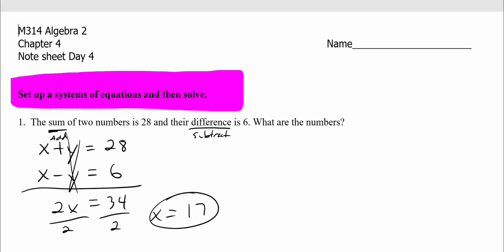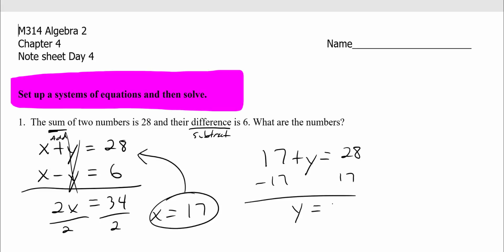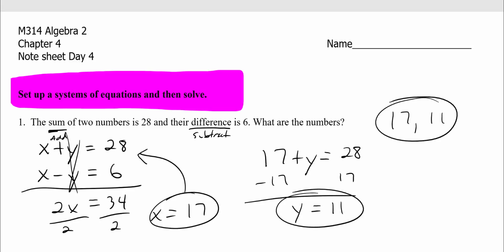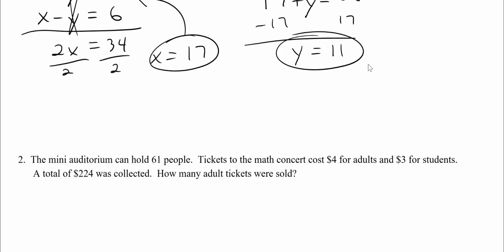And then how do you find y? Plug it back into one of the other equations. So we'll plug it back into the first one. So it's x plus y, so x plus y is equal to 28. And then we solve for y. Subtract 17, so y is equal to 11. And there you go. Those are your 2 numbers, 17 and 11. That's it. That's all you do. Really, really pretty easy, guys. Okay, so let's cursor down here.